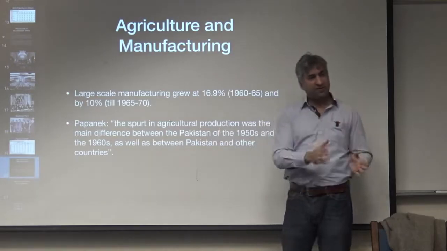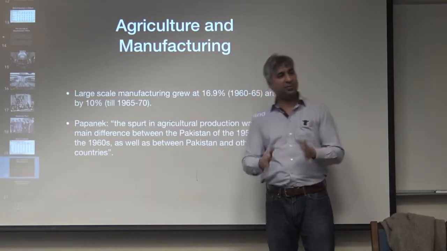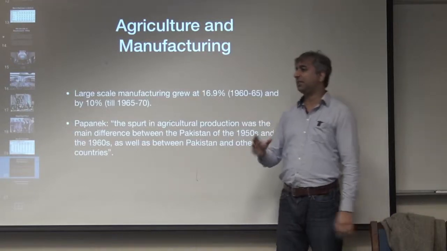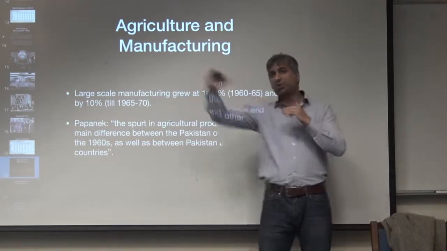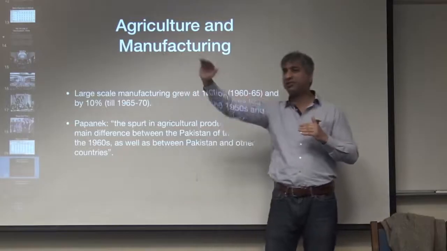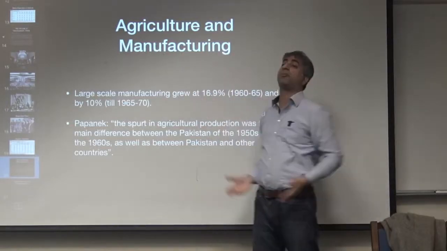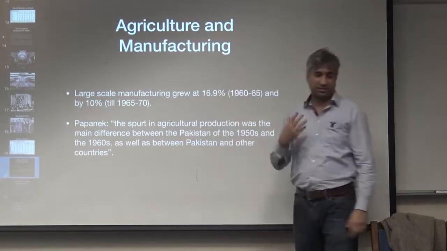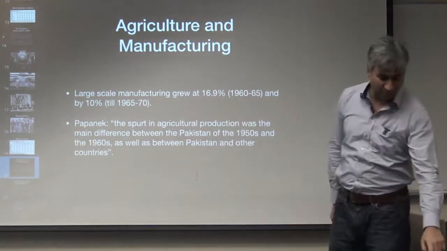But the difference between the 50s and the 60s mainly is that whereas in the 50s, the agriculture was not growing. In the 60s now, industry continues to grow at the same speed as it was growing in the 50s, but now agriculture also rapidly catches up. So both sectors are growing much faster. And that's the main sort of essential difference between these two periods.